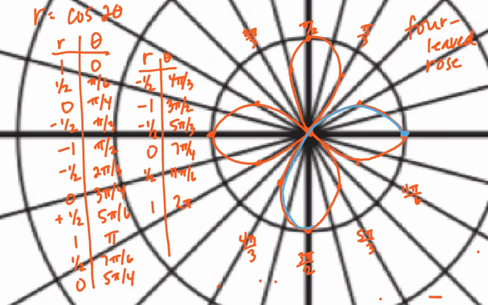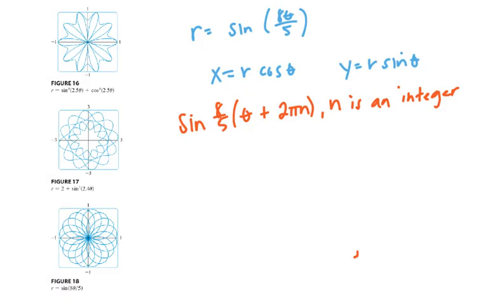So we could keep doing it over and over and over again, and we don't have to stop at 2 pi. We could go to 12 pi. We could go to 45 pi. We could keep going, and we're going to keep getting the same four-leaved rose. So that's why we're looking at it in terms of 2 pi n. So then we have sine. Let's distribute. We have 8 theta over 5 plus 16 pi n over 5.